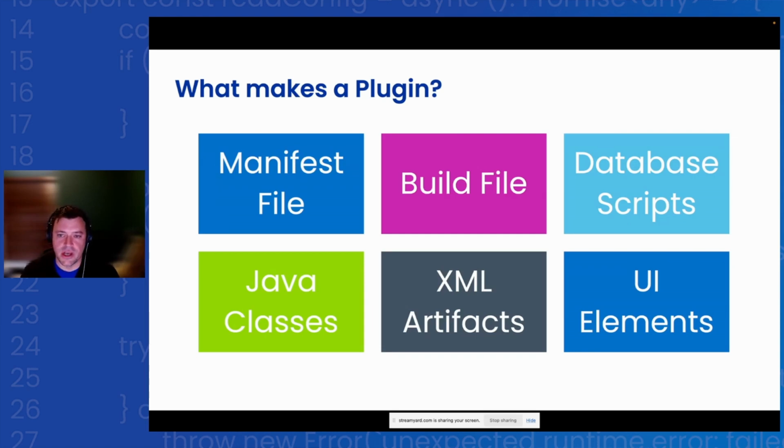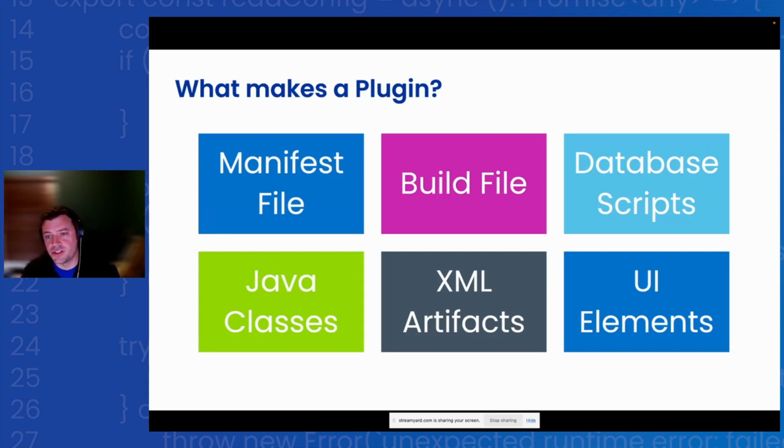Database scripts, I mentioned you can have your own persistence layer. You can create any kind of database tables you want. And on installation of the plugin, those database tables get created, and then if you ever delete the plugin from your environment, it'll go and delete those tables as well. Then Java classes. So Java classes, things where you're building customized APIs or a custom service definition, those will be in Java classes. XML artifacts.